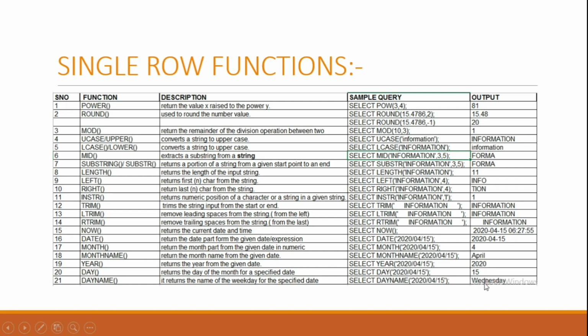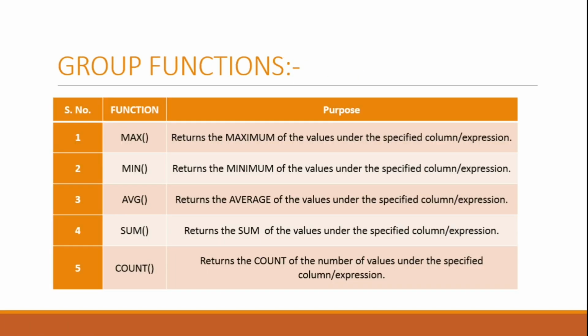So these are the single row functions we have. Now the turn comes for the group functions. We have to go through 5 specified functions, that is max, min, average, sum, and count. What max does is it will return the maximum of the values under the column it is being specified for.